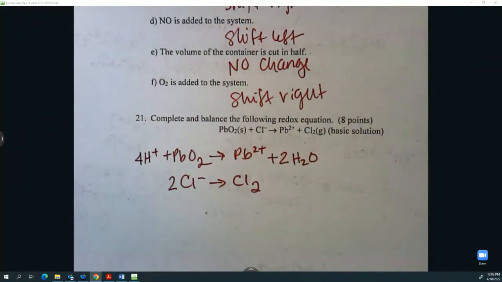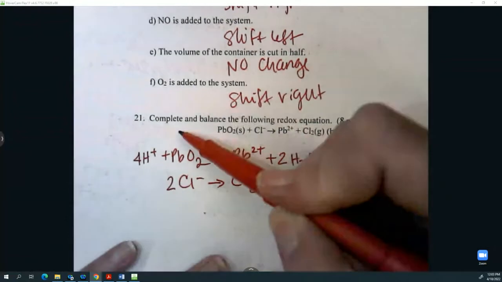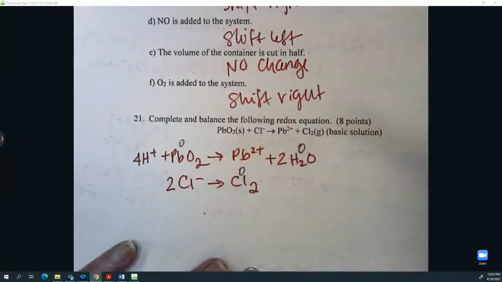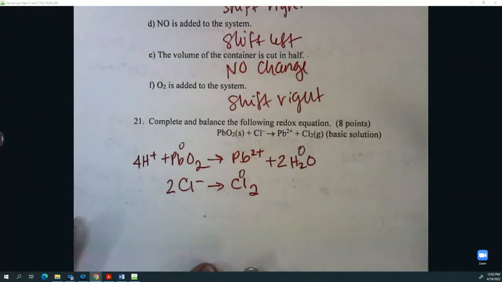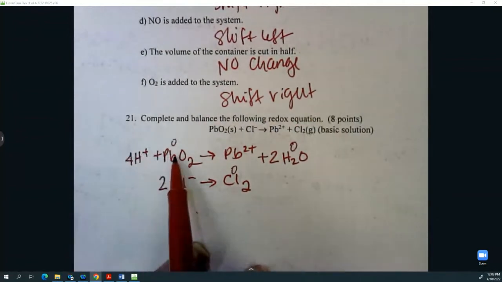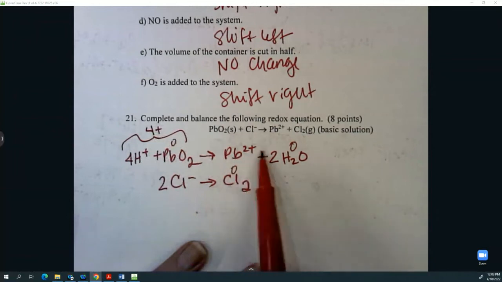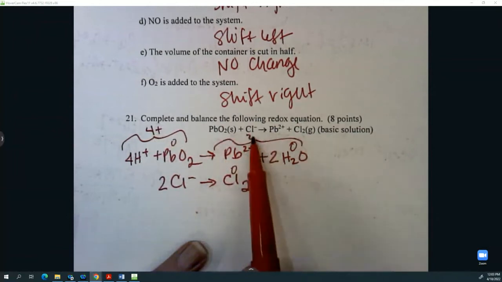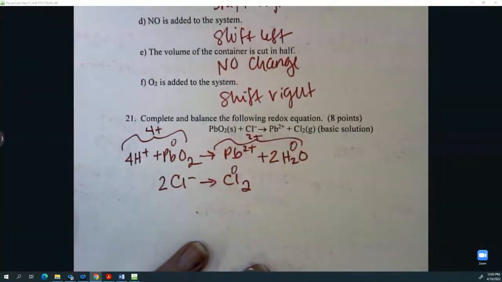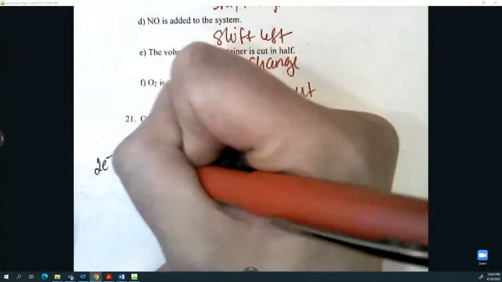And now I need to balance the charge. Remember, if there is no charge written, then it's just neutral. So like this is neutral, this is neutral, this is neutral. And then I want to figure out the total charge on the left. So this is 4 hydrogens plus 0, so 4 plus. Lead 2+, and 0, so this is 2+. And I need to use electrons to make the charges equal, so I need 2 electrons over here.